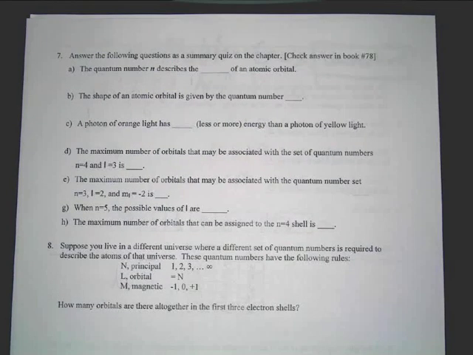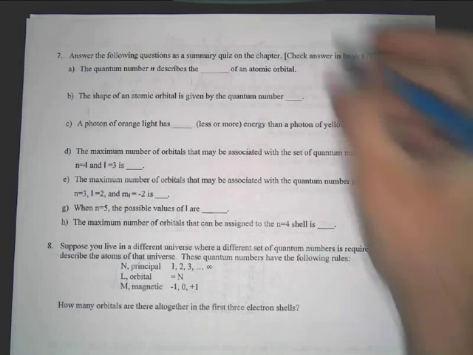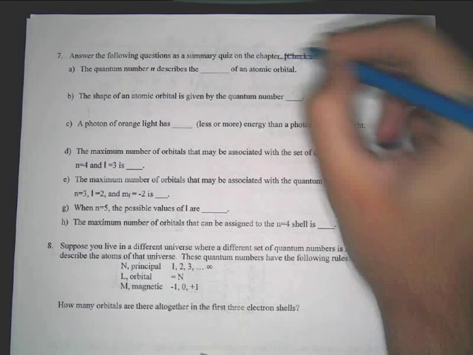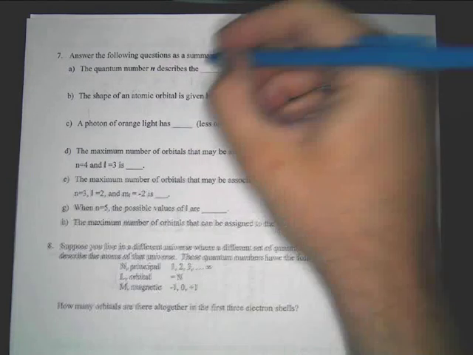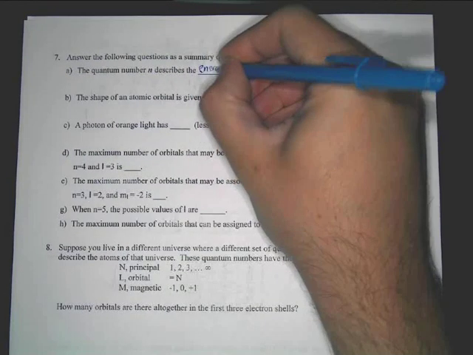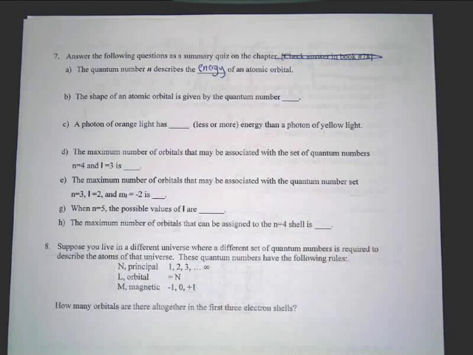All right, this one requires you to think a little bit. So, the quantum number, this is saying basically, what's what here? So the quantum number n describes simply the energy of an atomic energy level. Anything that has to do with energy is fine. Okay, does that make sense? It's saying energy level.